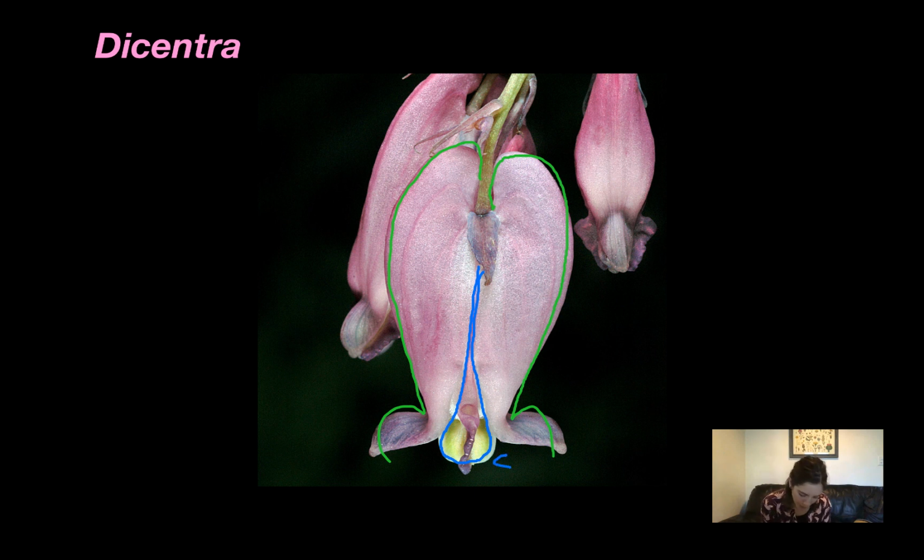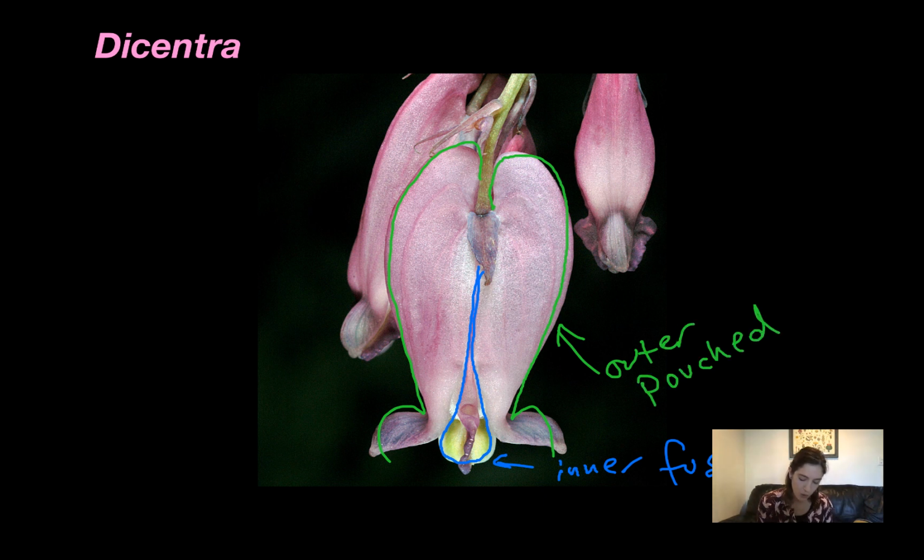These inner petals are actually fused. What? And there's 2 of them. These outer ones, you might describe them as pouched, or sometimes you might even call them so deeply pouched as to be spurred. And again, there's 2 of them, so 4 total petals.